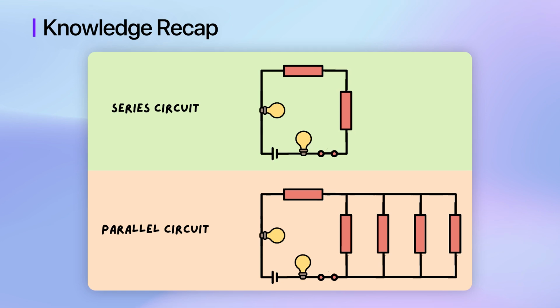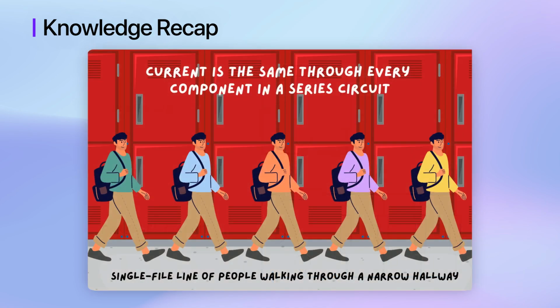In our previous lesson, we learned about the difference between series and parallel circuits. We also learned that in a series circuit, the current is the same through every component because there's only one continuous path for the electrons to flow through. We compared this to people in a single file line walking down a hallway.